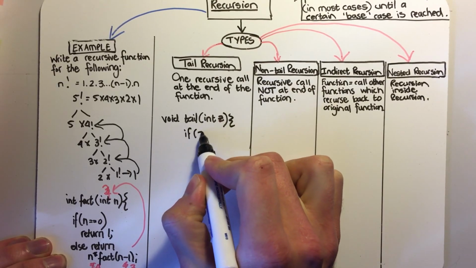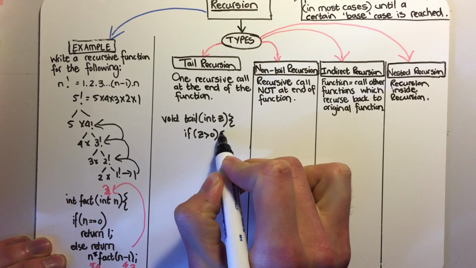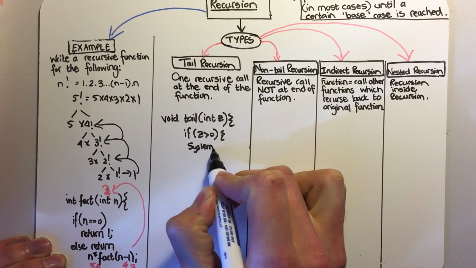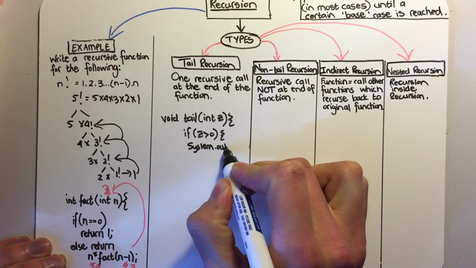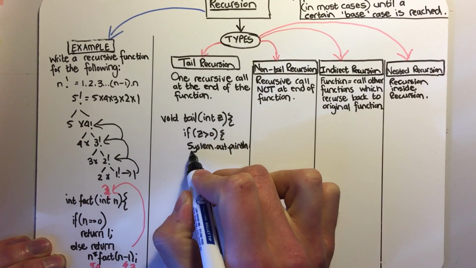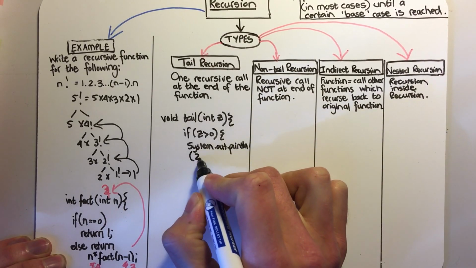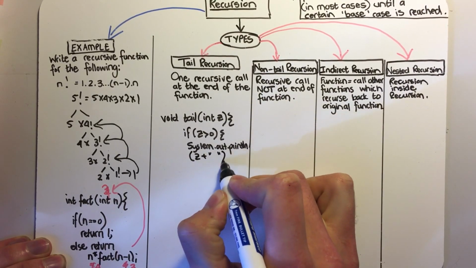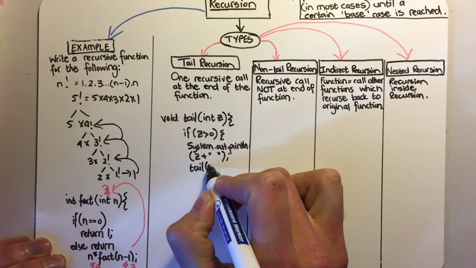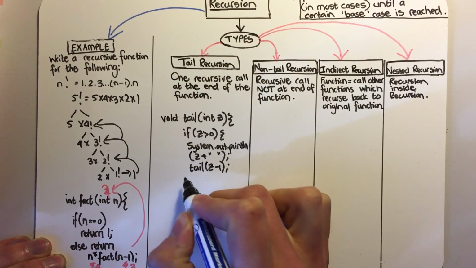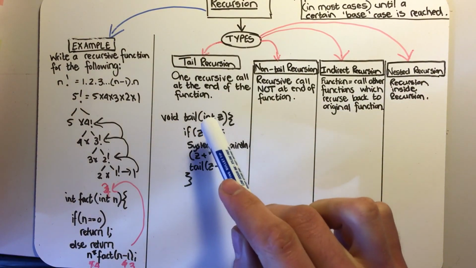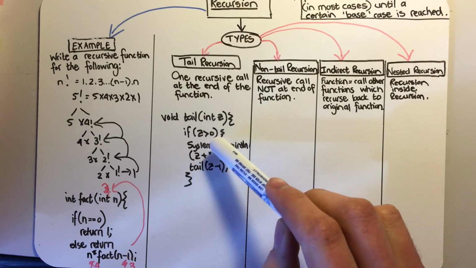and we say if z, for example, is greater than 0, then we're going to say System.out.println, I'm just going to print something, and I keep running out of space, z plus maybe a space, and then we say tail of z minus 1. So all we're doing is we're saying if z is greater than 0, then print it out, and then call it with 1 smaller.